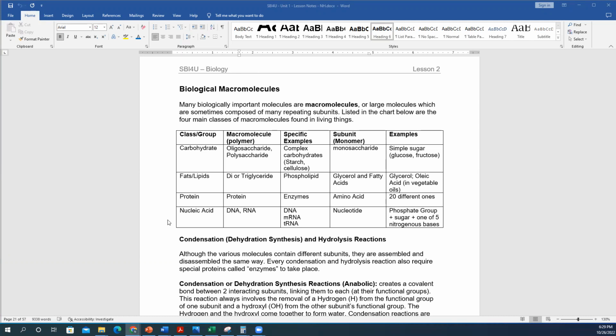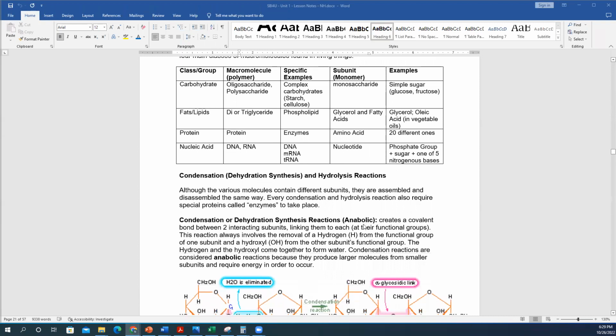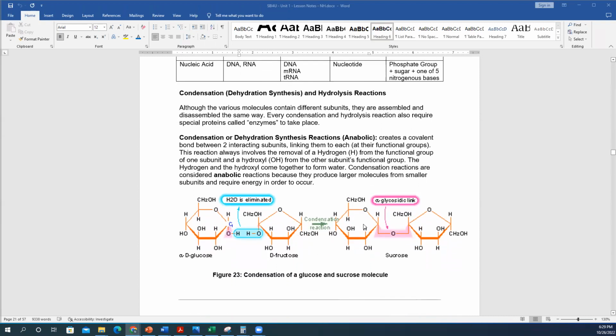And then finally, we talked about nucleic acids. We didn't just touch on it. We had many lessons devoted to nucleic acids, the DNA and RNA, and we discussed how those are made up of the smaller monomers of nucleotides. We talked about condensation and hydrolysis reactions.